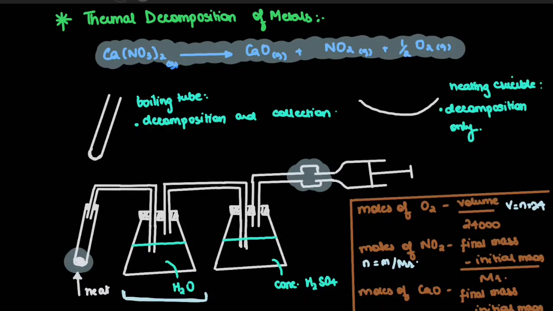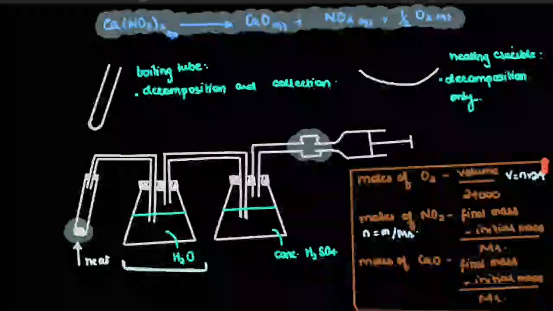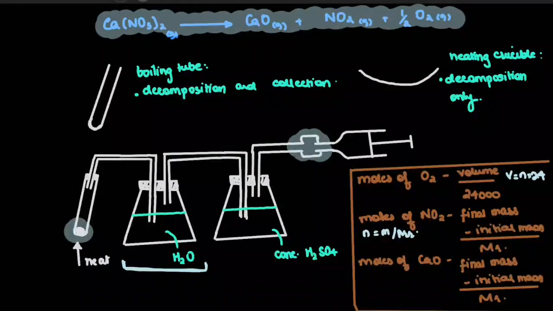Now, same is the case for moles of calcium oxide. In that case, what I'll do is that I'll weigh the boiling tube before actually heating it. And after the reaction is over, I'll reweigh it. Because the only thing left would be calcium oxide. No, first of all, let me rephrase my words. I'll actually calculate the mass of an empty boiling tube.